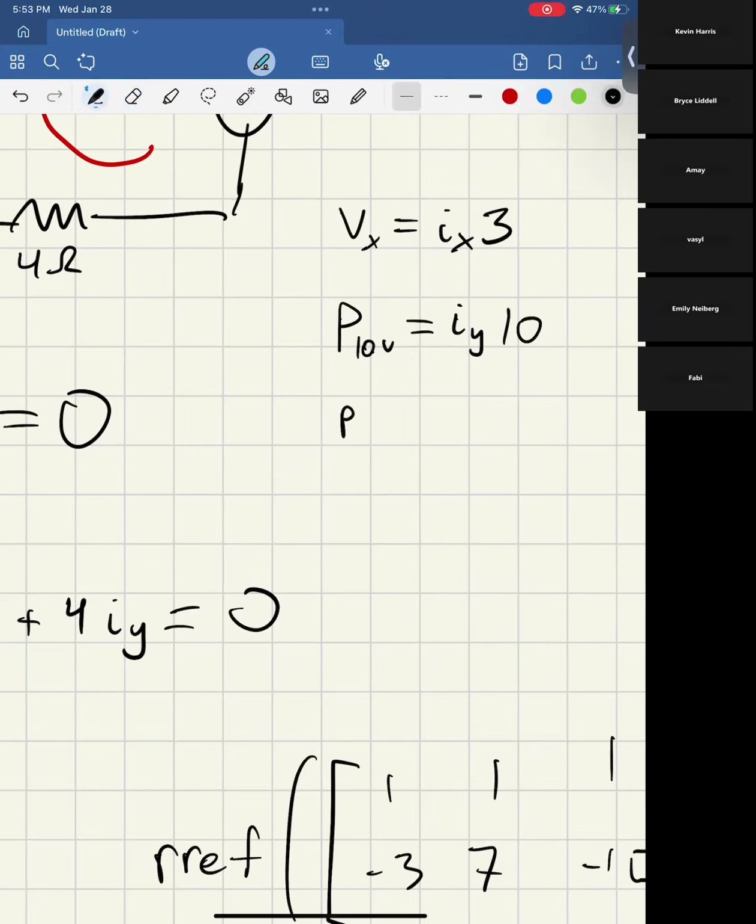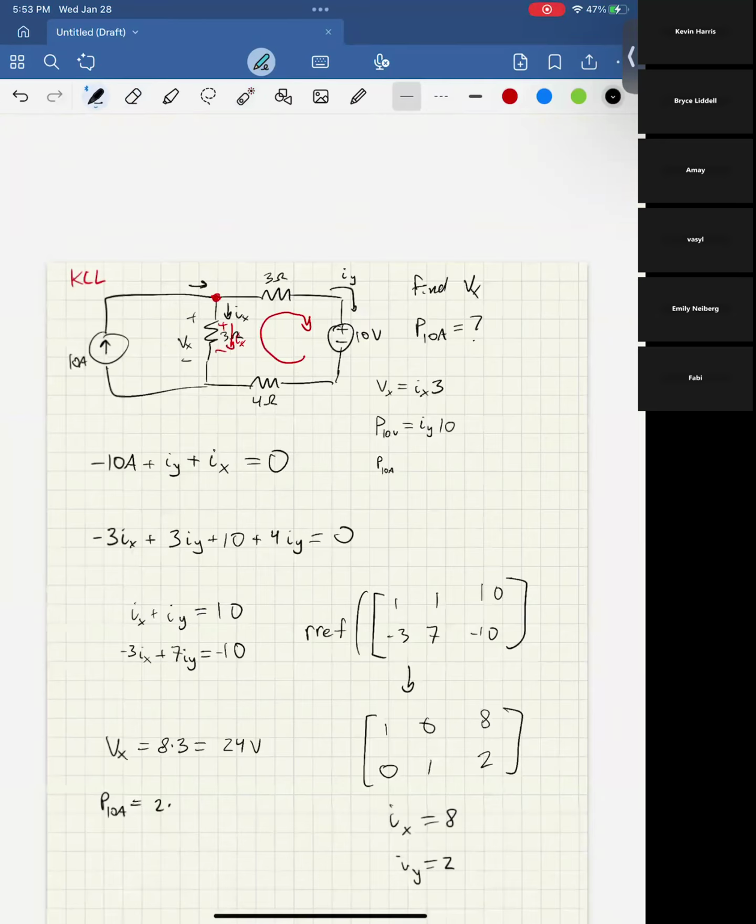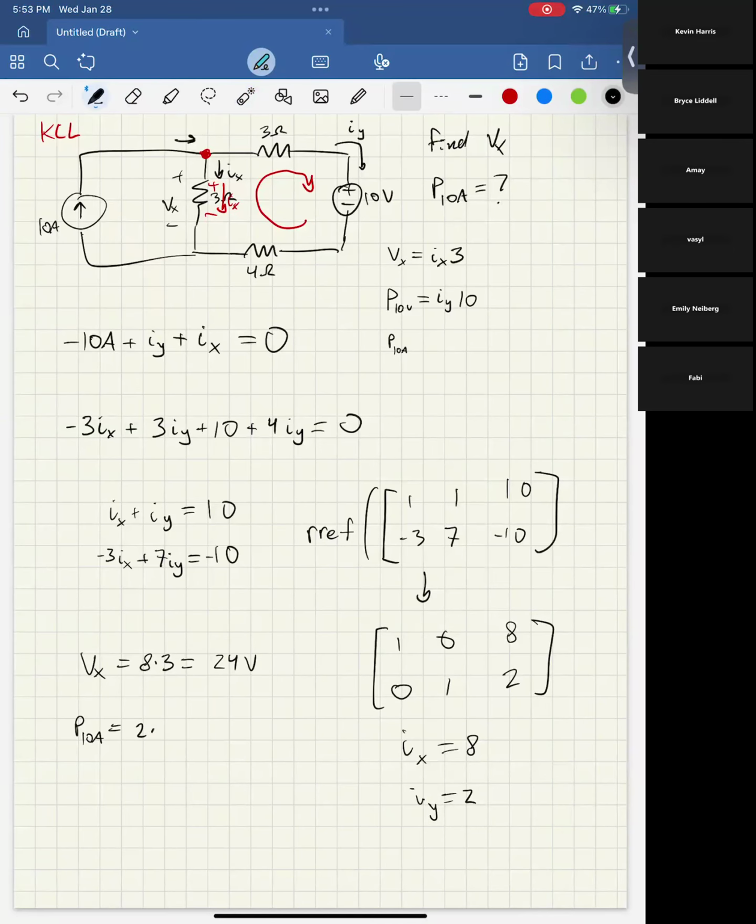10-volt source, and then let's also find the 10 amp source, but I'll go over that in a sec. So for the 10-volt source, the power is 2 times our 10, which gets us 20 watts. Unit for power is watts. And since we found that Iy to be positive, that means that the current is actually flowing in this direction. So it's like the battery is fighting against the current. But that's a thing that can happen. That's fine.